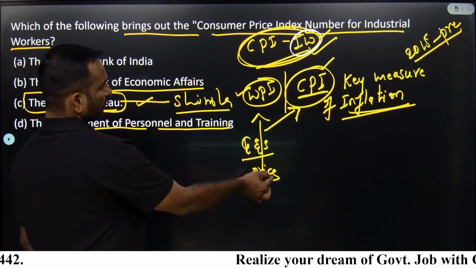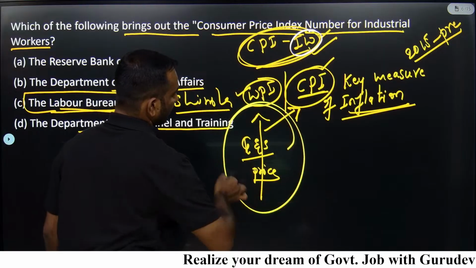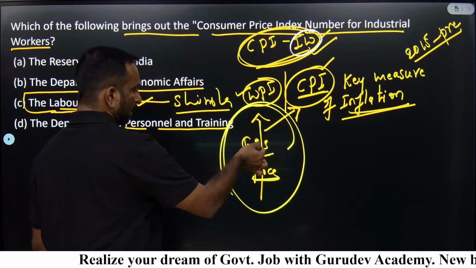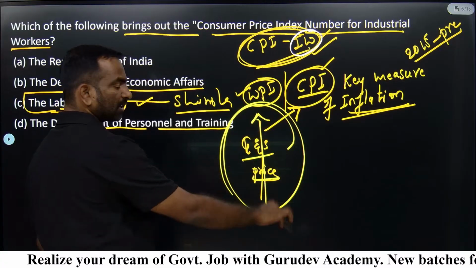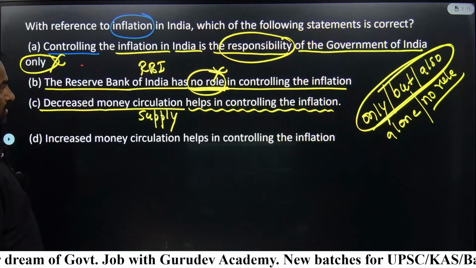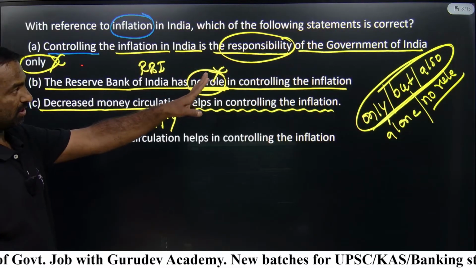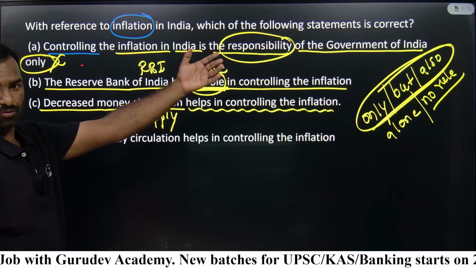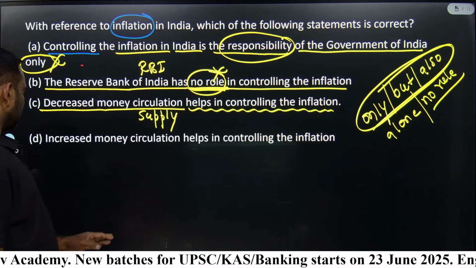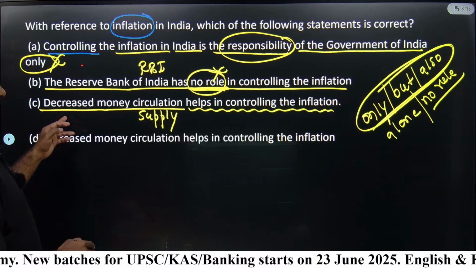So this is the inflation. What is inflation? The price rise of goods and services in the market. And see the same question, a 2015 previous year question. It is a previous 2015 IAS preliminary question. Okay, the same question. What did he ask here?